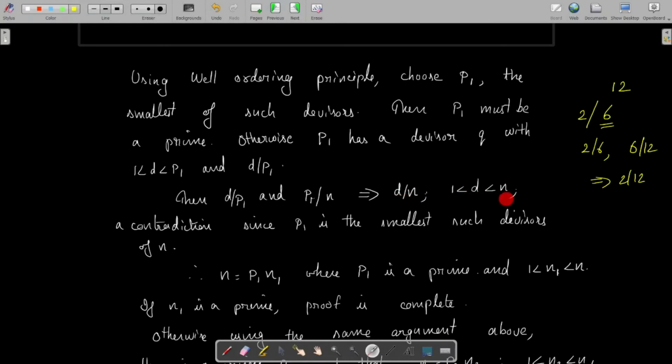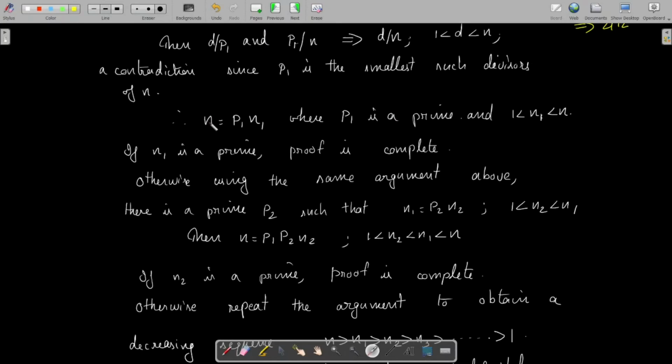But this is a contradiction because we already assumed that p1 is the smallest divisor of n. Here d is a divisor of n and d is less than p1, but p1 is the smallest divisor of n. So this doesn't happen. Therefore, the smallest divisor of any integer must be a prime number. So if n is the given integer and p1 is the smallest divisor of n, n can be written as p1 into another integer n1, where p1 is a prime and 1 less than n1 less than n. Since p1 is greater than 1, n1 must be less than n.